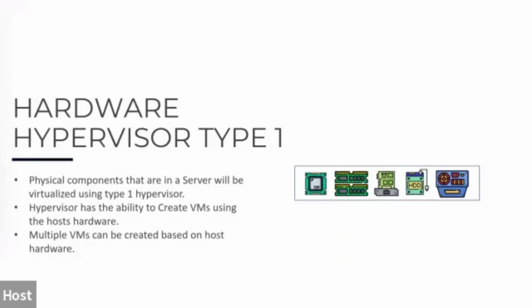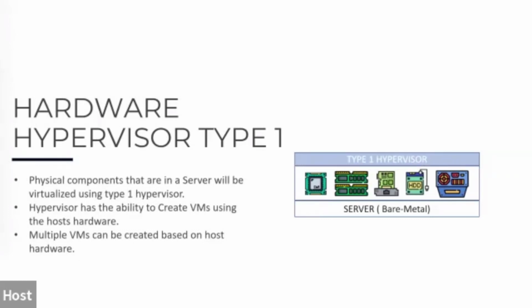Now, there are two types, like we spoke about. First is the type 1 hypervisor. See, you have your CPU, you have your RAM, you have your hard disk and power supply and networking, right? Correct. Now, all of this is in a bare metal server. Correct. Now, that's a physical server. Now, what we do is we install a hypervisor on top of it.